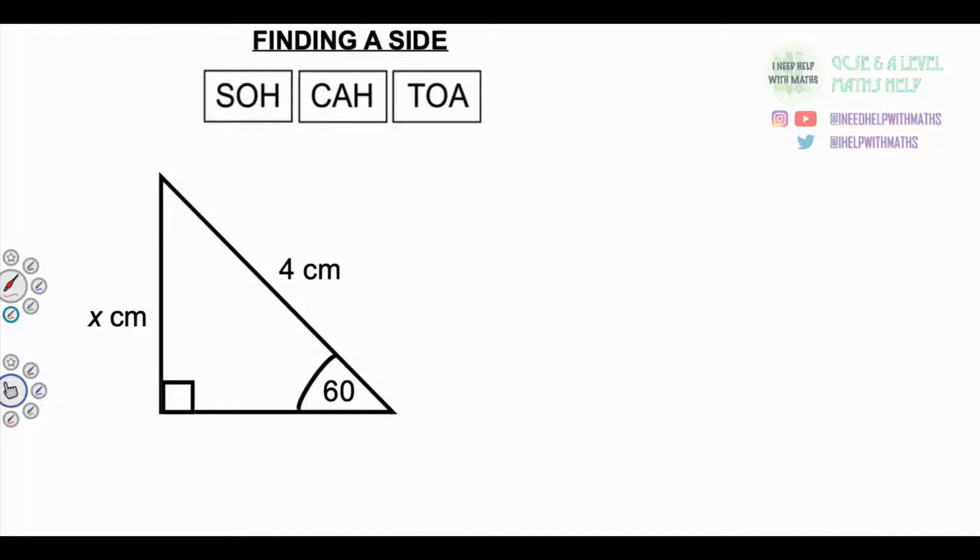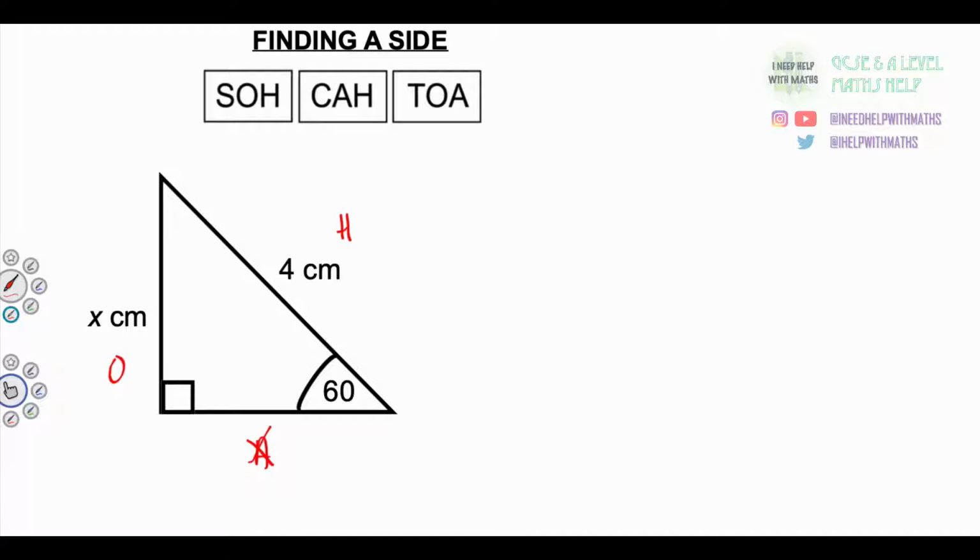We've got x, 4 and 60 on our triangle. So first thing we need to do is label our sides. So this is going to be A, as that's got all the angles on its side. This will be H, as it's the slanted side. And this will be O. So now we need to reject one of the sides that we don't want. And we don't want A because we're not told its length. So we'll get rid of that.